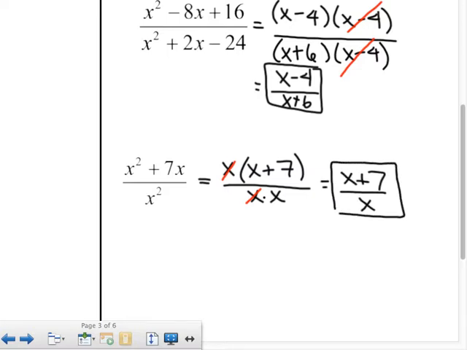You cannot cancel out the x squareds at the beginning because you are adding in the numerator. The only reason we can divide out the common factors is because we're multiplying.